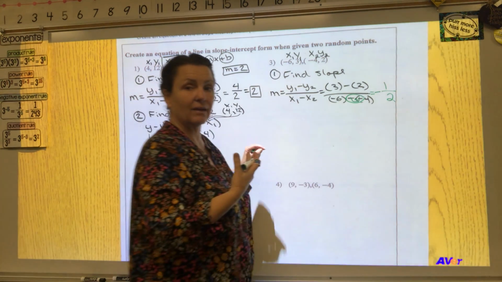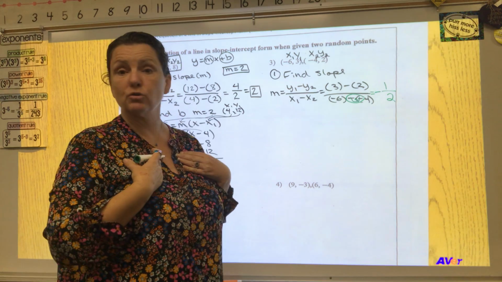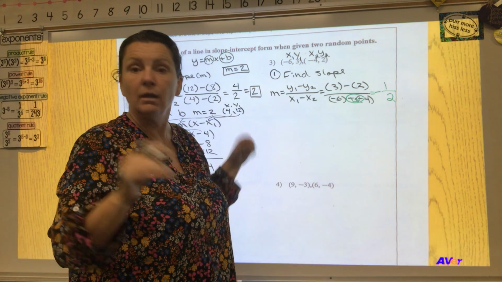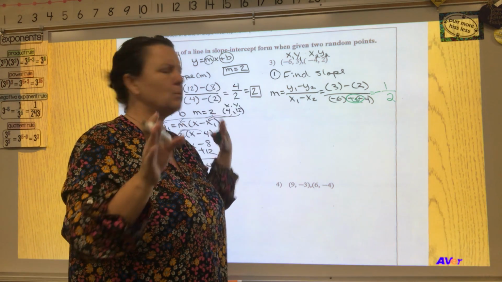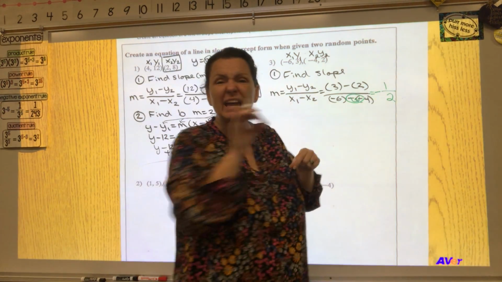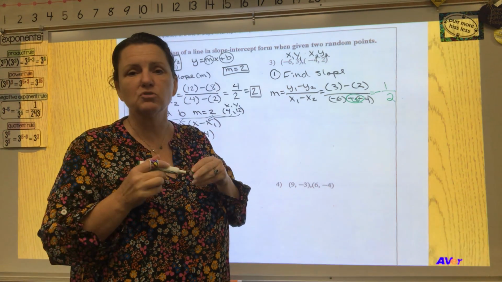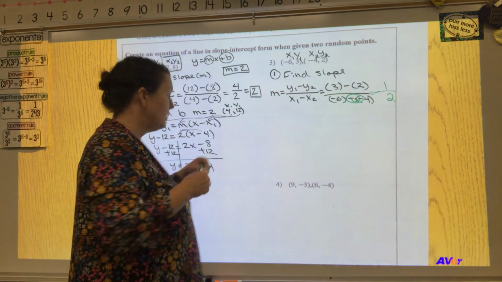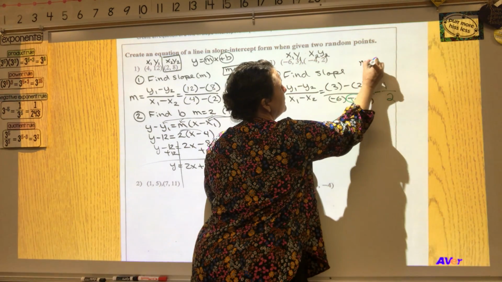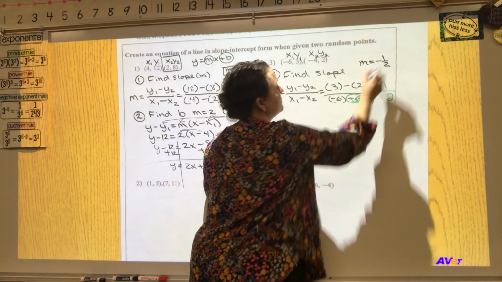Now, I like the negative right in front of the fraction. It's a personal choice. If you want to put the negative with the 2, you go. If you want to put the negative with the 1, no one's going to stop you. I just like it right in front of the vinculum, aka the fraction bar line. It's just a personal choice. You do what you want, okay? So we know our slope now. We know our slope is negative 1/2.